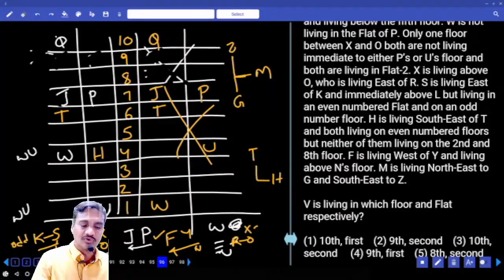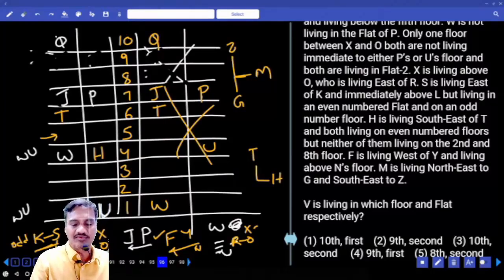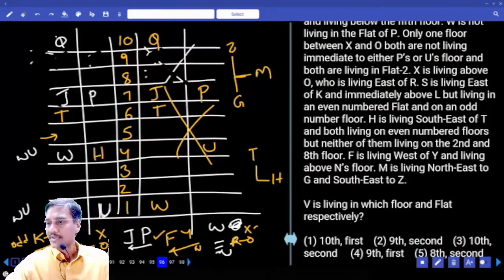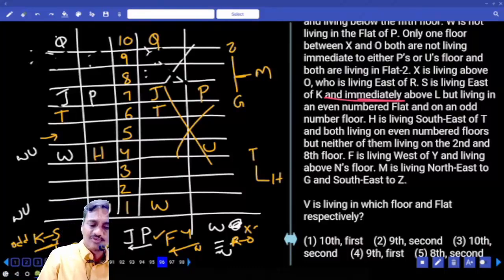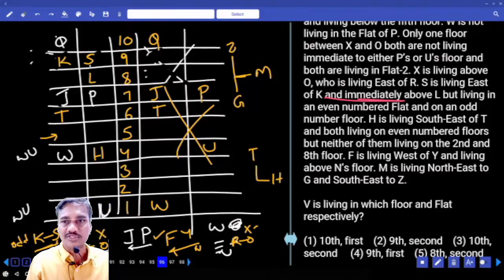X is above this O. Now K and S must be on an odd numbered floor. L is here. Where can we have K, S and L? On an odd numbered floor, 7 is not possible. Hence we can have either the 9th floor or the 2nd floor. S is living immediately above L but on an even numbered flat and not an odd numbered floor. Hence one possibility here is K, S and L.